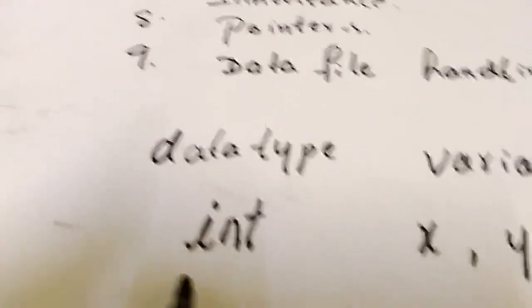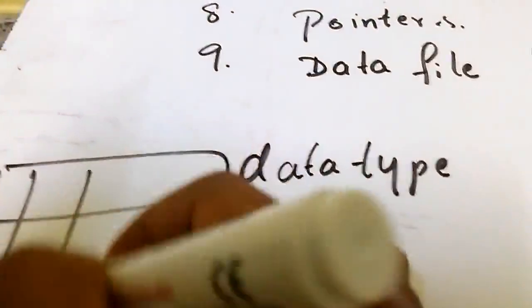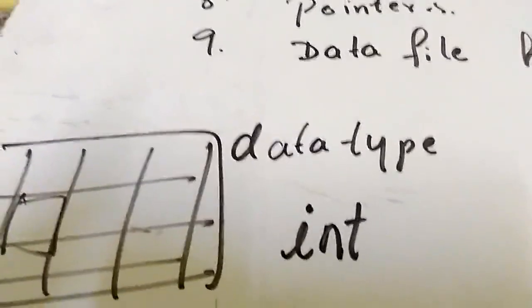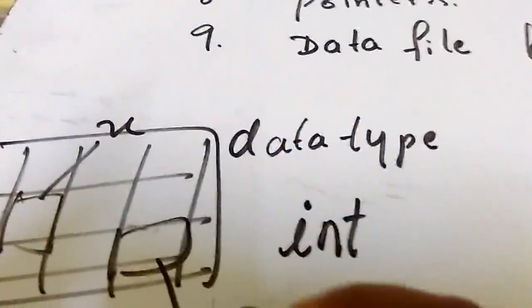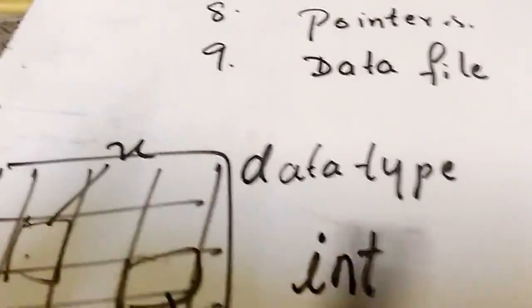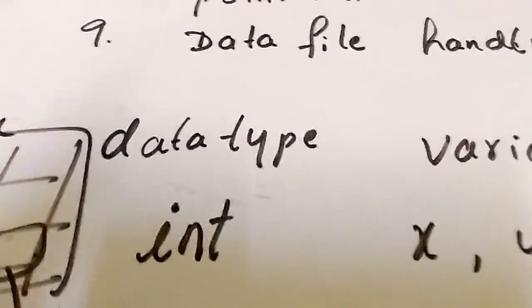So what happens when you write this statement in RAM? These are all memory cells. Let us assume some 2-byte memory will be allocated for x, and somewhere some 2-byte memory will be allocated for y. These two memory locations are reserved for two integers. This is the way to reserve a memory location. I hope you are understanding what I am going to say.